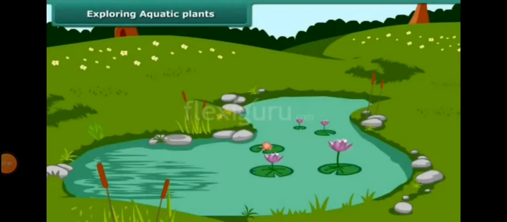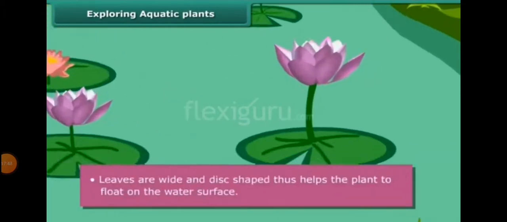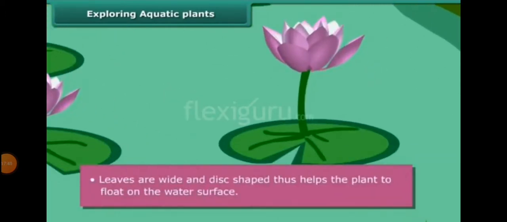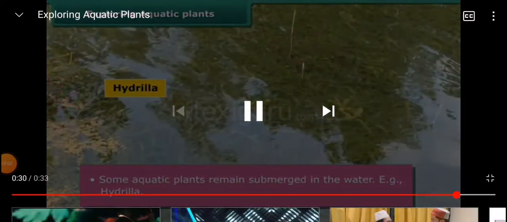Students, you might have seen lotus floating in ponds and lakes. These plants show various adaptations to live in water. Lotus plants have long and hollow stem, which attaches the plant to the base of the pond. Roots are short. Leaves are wide and disc-shaped, thus helps the plant to float on the water surface. Some aquatic plants remain submerged in the water. For example, hydrilla.